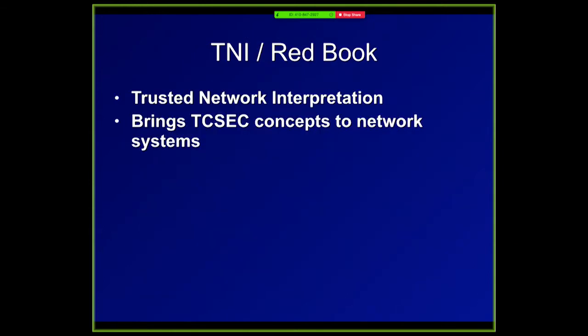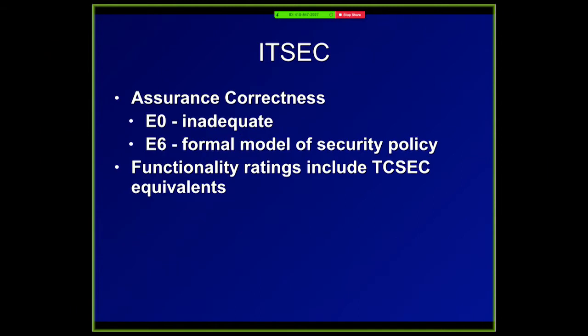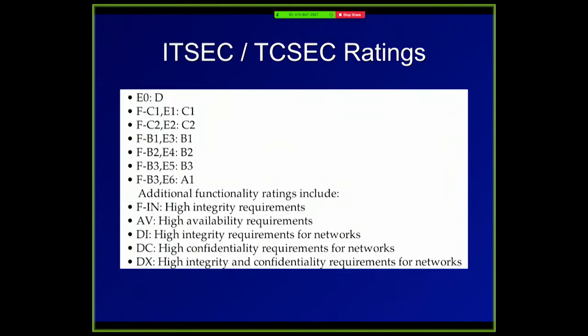Then there's the Red Book, which is the network equivalent of the same thing, trying to rate your network the way you rate the other computer systems. And the European system, ITSEC, rates functionality and assurance as different. Functionality is, of course, like availability. That's just how well it works. And assurance is the security part of it, aside from just availability, rated in terms of effectiveness and correctness. And you have assurance correctness from inadequate up to the formal model.